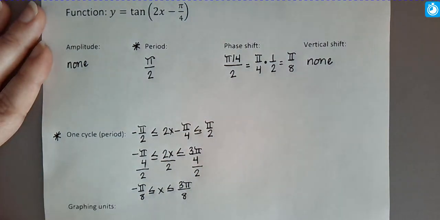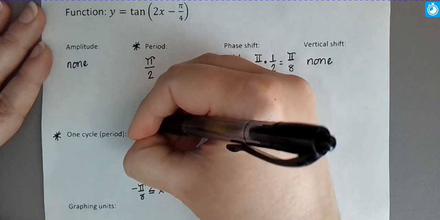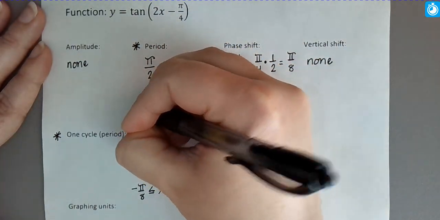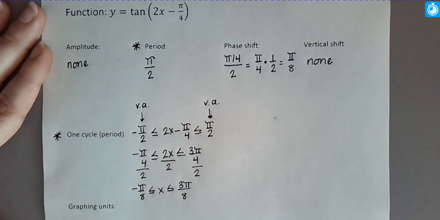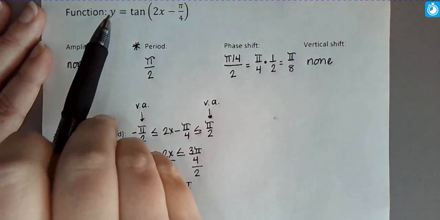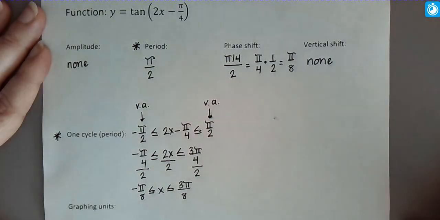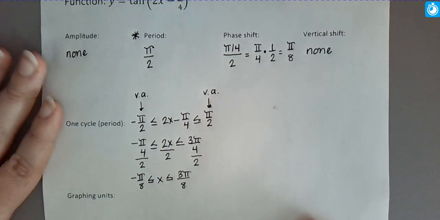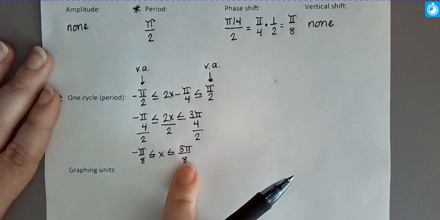So whereas the normal tangent graph starts at negative pi over 2 and pi over 2, those are going to be the locations of vertical asymptotes. Our normal vertical asymptotes fall at those locations. The vertical asymptotes for our function are going to fall at negative pi over 8 and 3 pi over 8. And then we'll have our standard 4 intervals between those two values in order to get those key points for this particular graph. So the next thing we need to know is, okay, we start at negative pi over 8, we end at 3 pi over 8.